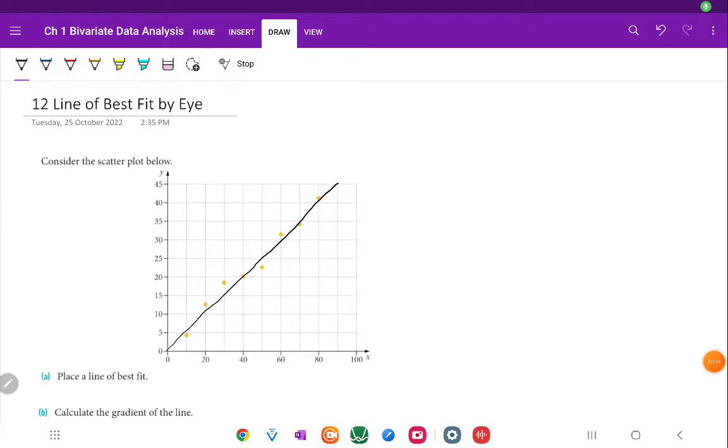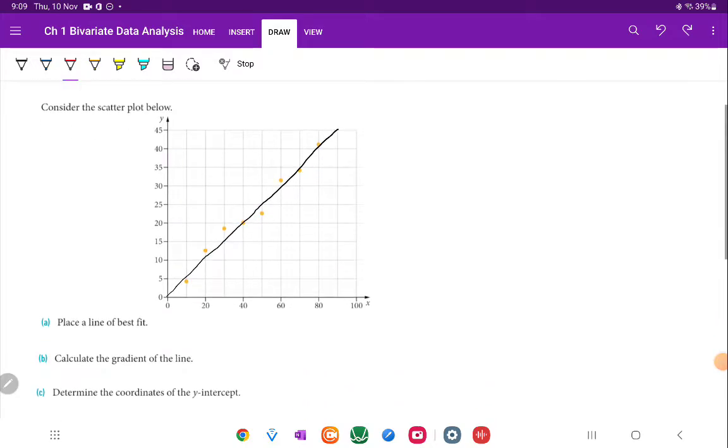Now you'll notice I tried to draw a line in such a way that I'm as close to as many points as possible. So I didn't want to draw a line that was really off to one side or another, because then you end up with points that are quite far away from the line. So you really want to be looking at trying to get as straight a line as possible and as clear as possible. So then what do we need to do?